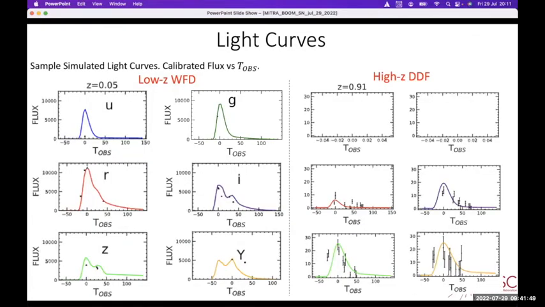Right, so here's a couple of examples of the generated light curves. On the left, you see the low-z WFD sample shown in 6 of the LSST filters. On the right, we see the equivalent from a high-z candidate from the DDF field.